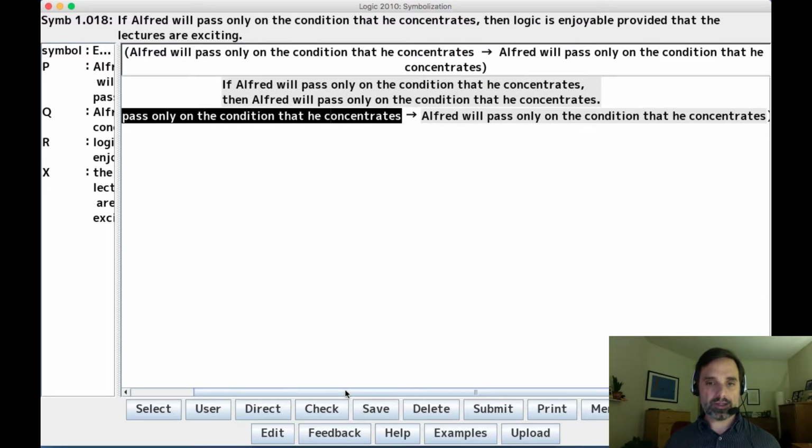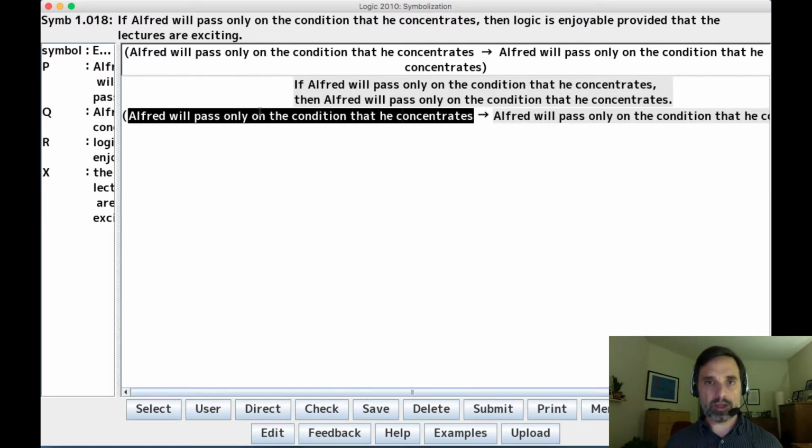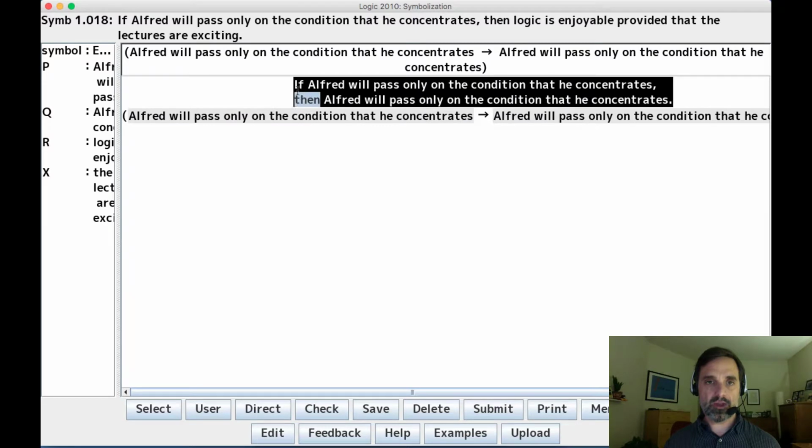So let's look at the antecedent. Alfred will pass only on the condition that he concentrates. And remember, the if and the then are now turned into this arrow. So Alfred will pass only on the condition that he concentrates. Well, excuse me.